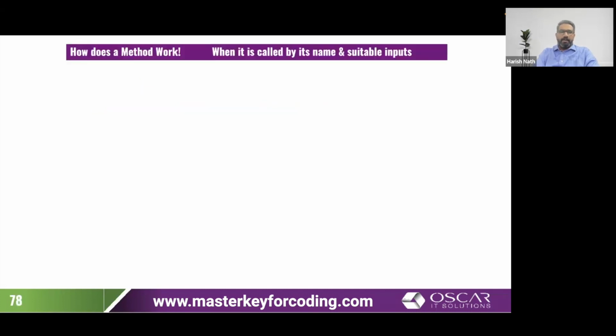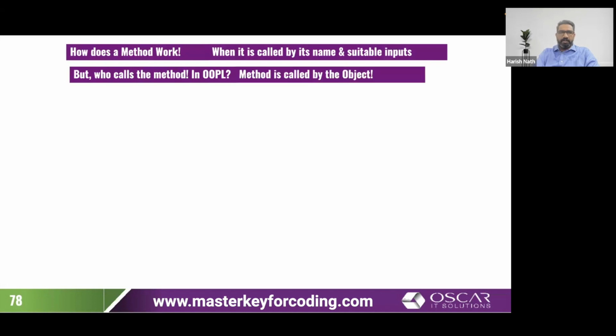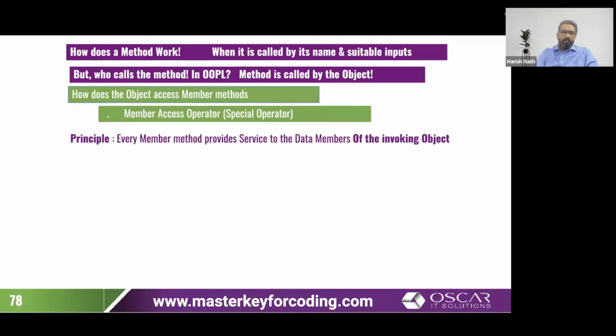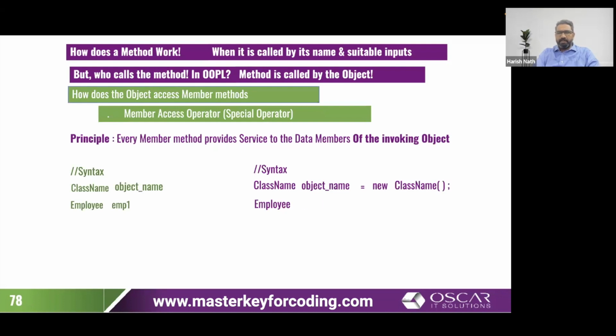By now, how does a method work, or who calls the methods in object-oriented programming? It is the object which calls it. How to call it? We have the dot operator which does that: object dot method invokes the method, and the method will provide service to the data members of the invoking object. So syntax, class name, object. Now one is static and the other is dynamic memory allocation. We are showing it in both the models. Now object dot set values, current 28, 30,000.